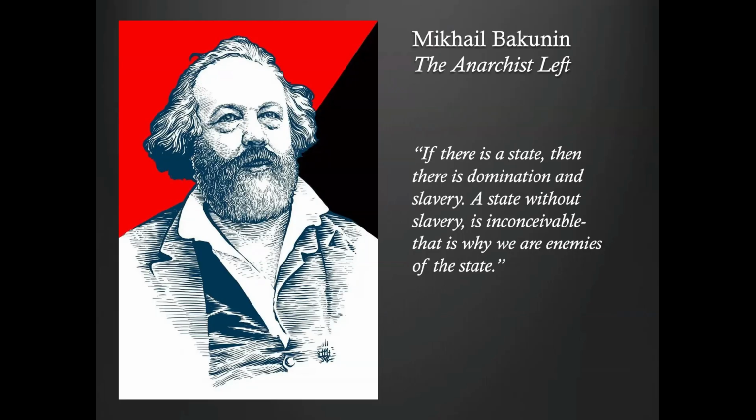Because if there's a state, any state at all, there's domination. You can't have a state without oppression. Doesn't matter what color flag you're flying. If you have a state, you have domination and oppression, and essentially, you have slavery. A state without slavery is inconceivable. So that's why we're enemies of the state. You want a revolution? You don't have a dictatorship of the proletariat. You just don't have a government. You just have a people's collective or whatever, but you can't have a state.